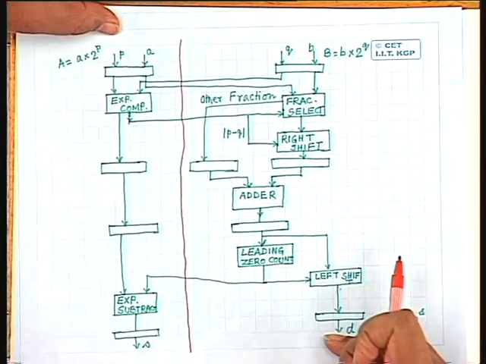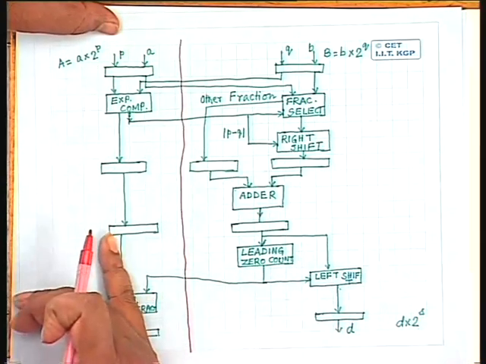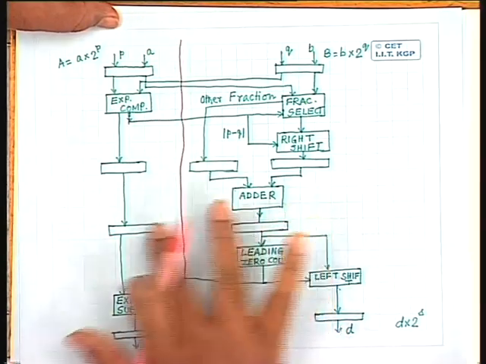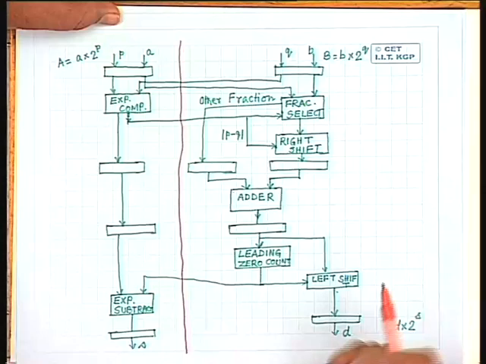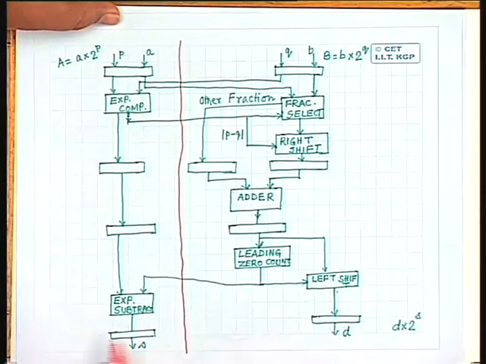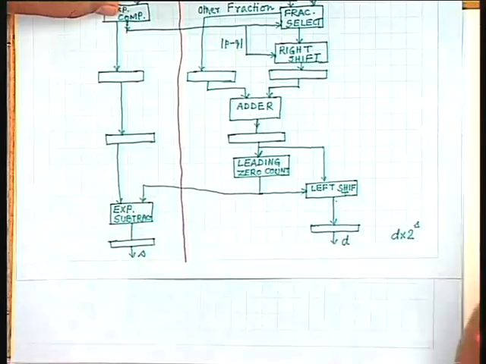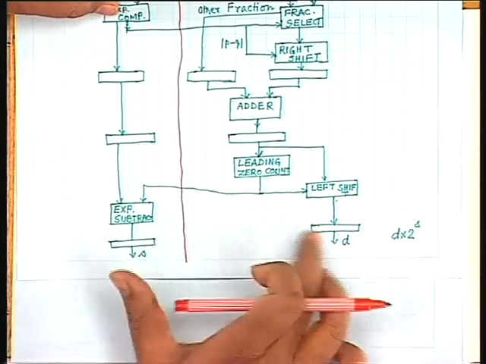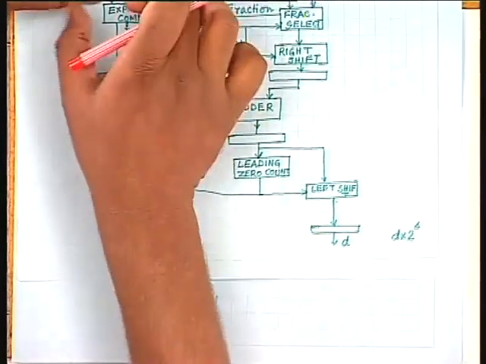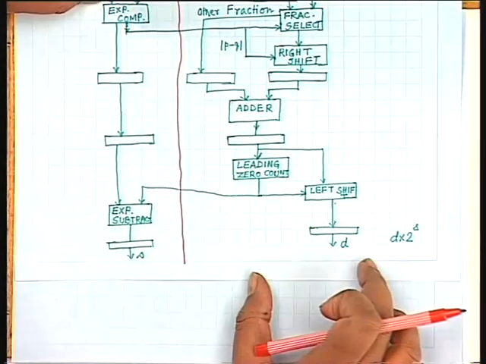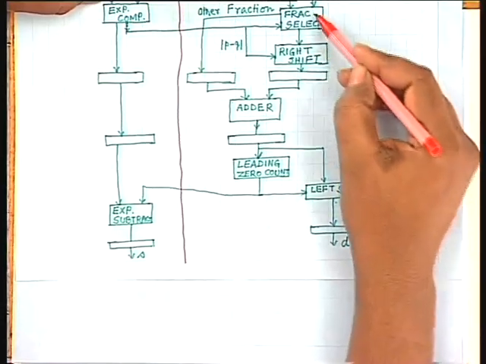Otherwise, the amount of delay that you incorporate on this side will be different from the amount of delay that you incorporate on this side. And because of this delay mismatch, it is possible that you get only the fraction, you don't get the exponent. Or you get only the exponent, but you don't get the fraction. So to avoid that, you have to ensure that whatever delay you encounter here, the same delay should be encountered here.